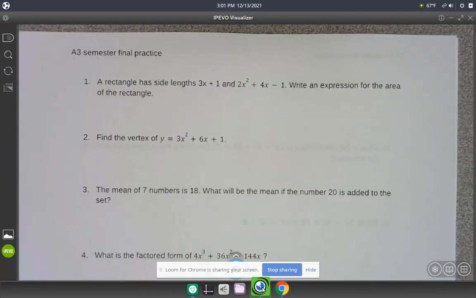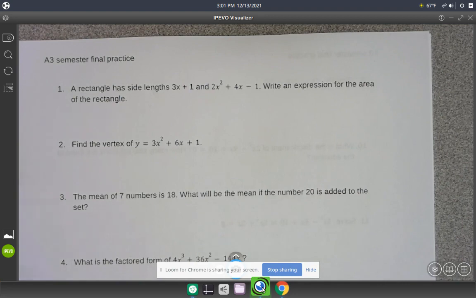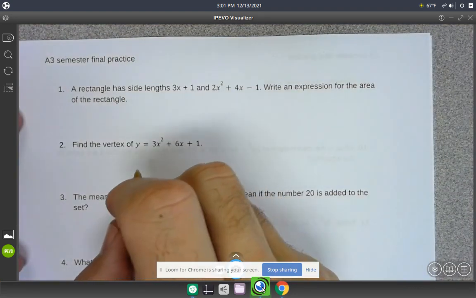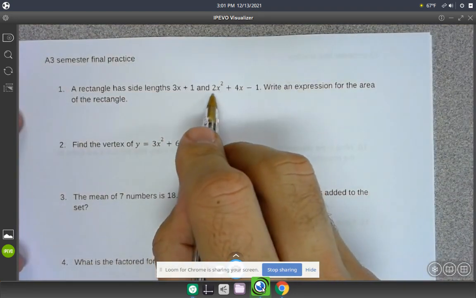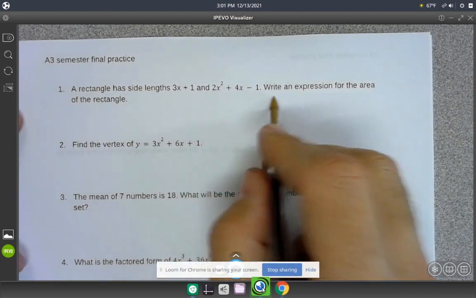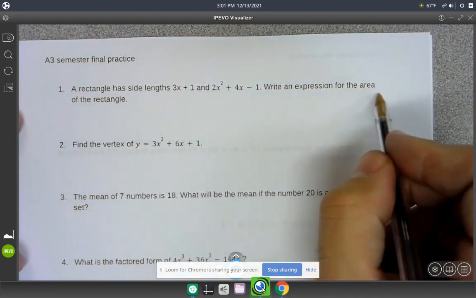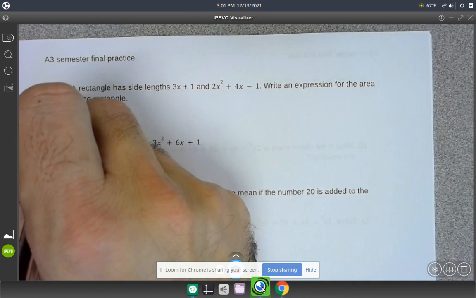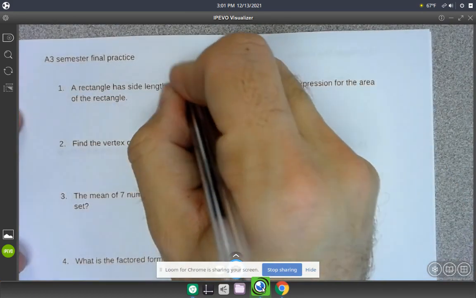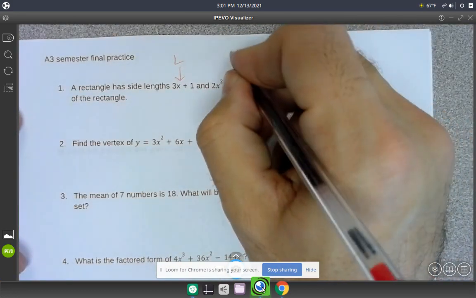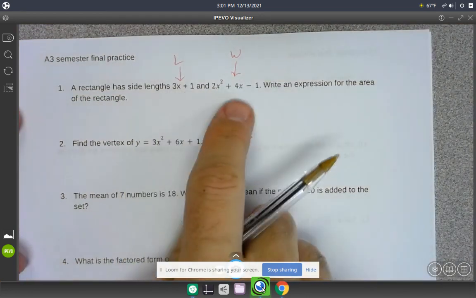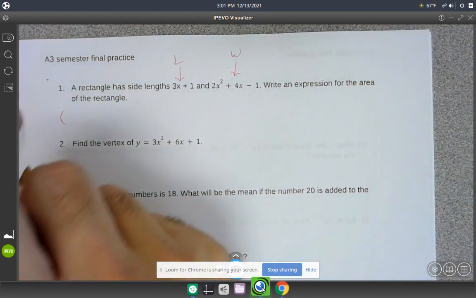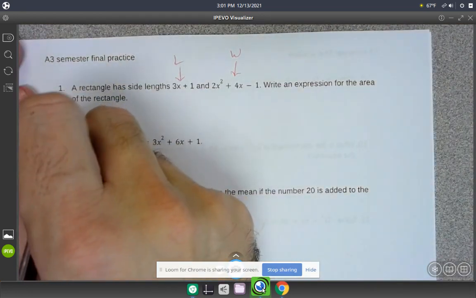All right, so number one, a rectangle has side lengths of 3x plus 1 and 2x squared plus 4x minus 1. Write an expression for the area. So area is just length times width. So I'm just going to multiply these two values, and that's going to be my answer here.